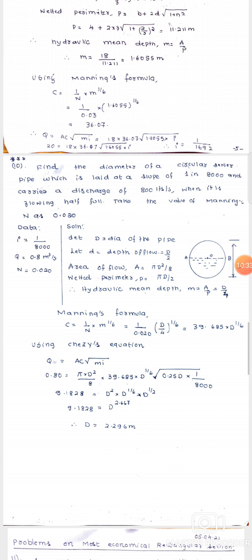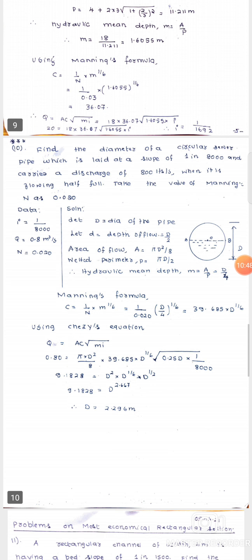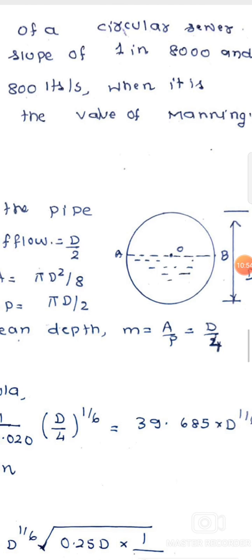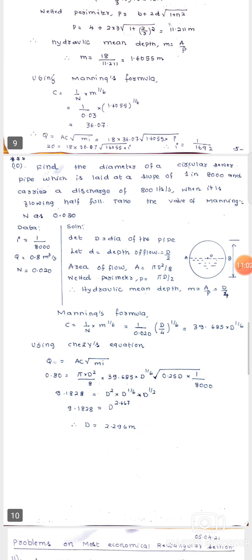in 8,000 and carries a discharge of 800 liters for every 1 second when it is flowing half full. So remember it is flowing half full, it is nothing but the remaining half is open to atmosphere. That's why we'll say that this will be an open channel flow. And we have to use the Manning's formula to find out Chezy's constant. We can see here in this sketch, it is a pipe which is running half full and remember which is open to atmosphere. So now we have to find out the diameter of the pipe.